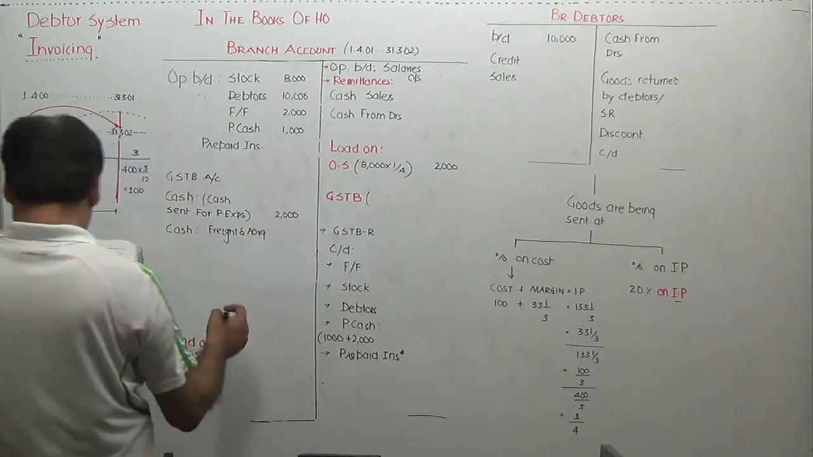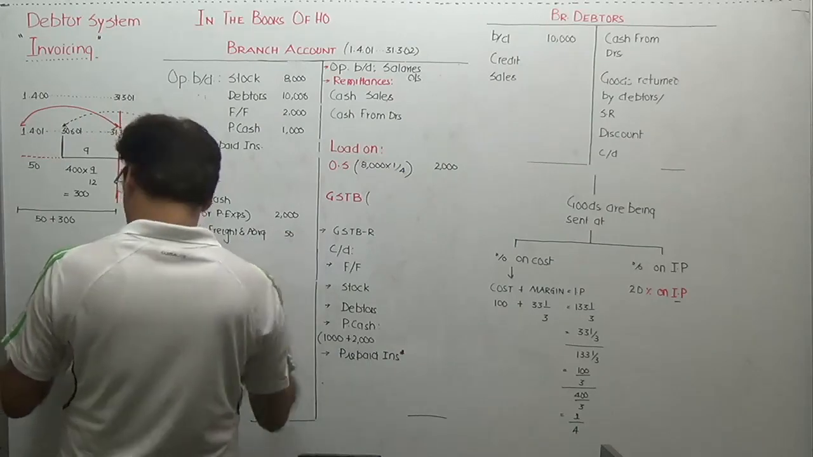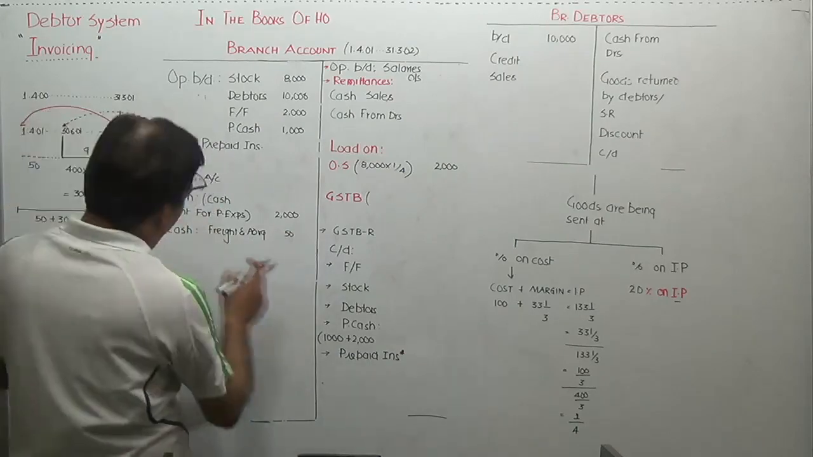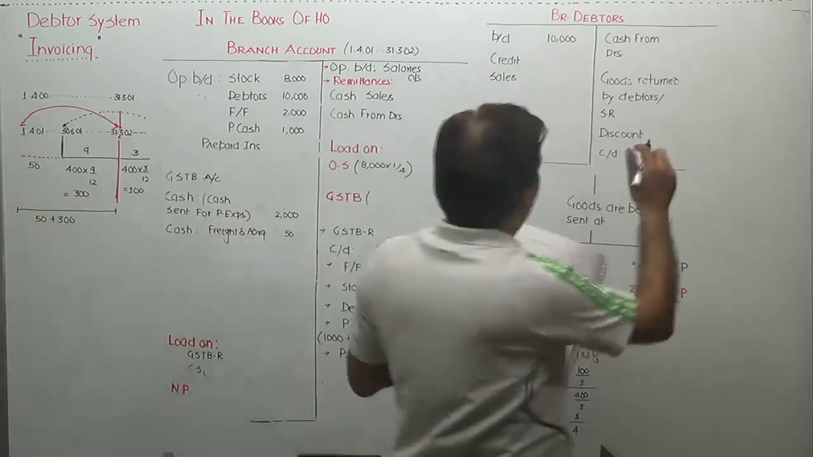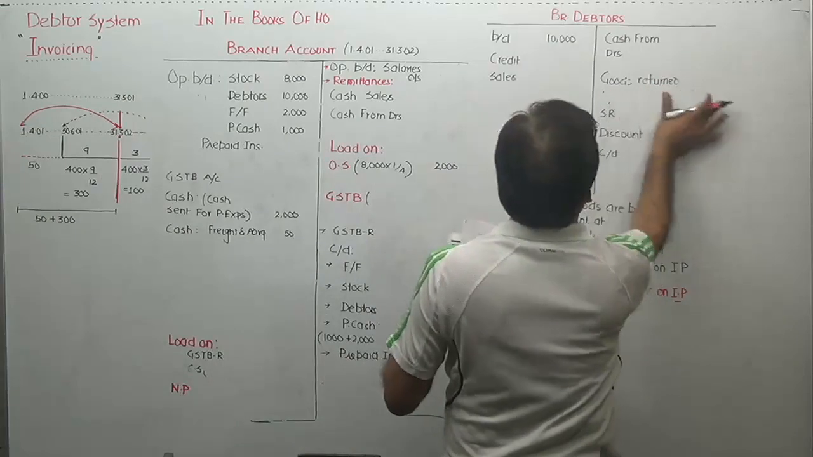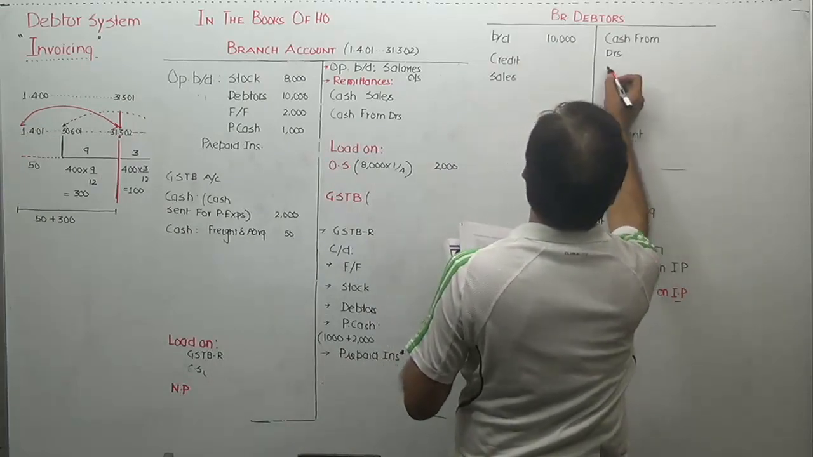Freight and advertisement. Freight is 50. Then bad debts. Don't write to cash bad debts. For bad debts, head office will not send any cash. Bad debts will figure in branch account, no doubt about that. So you will write here bad debts.